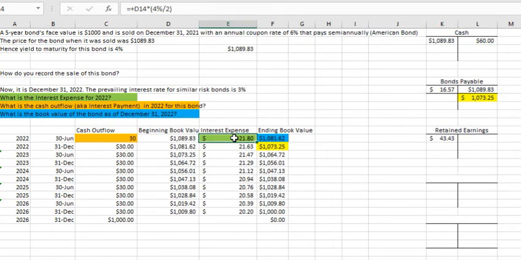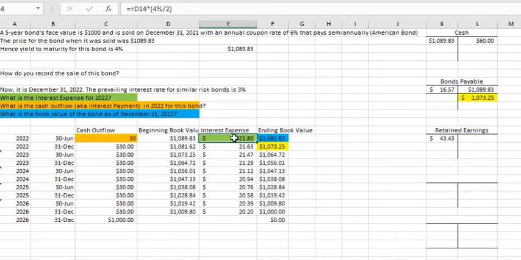Again, the most critical part here is the interest expense, where we take the beginning book value and then multiply that by yield to maturity, divided by 2 in this case because it's paying semi-annually, so we need to calculate it for every 6 months.